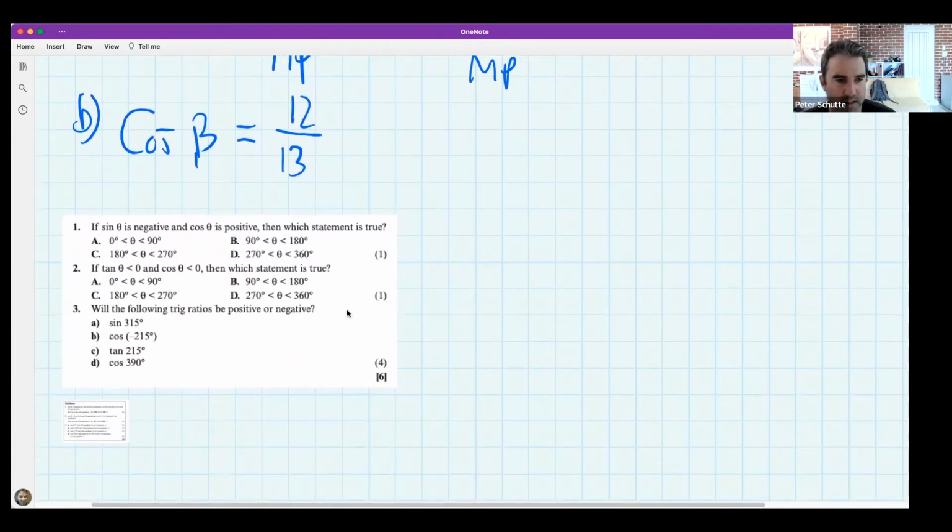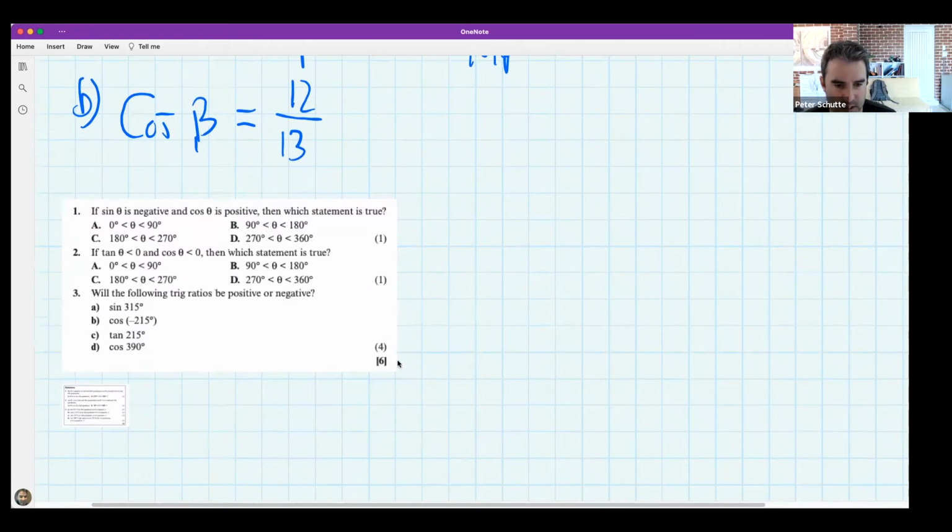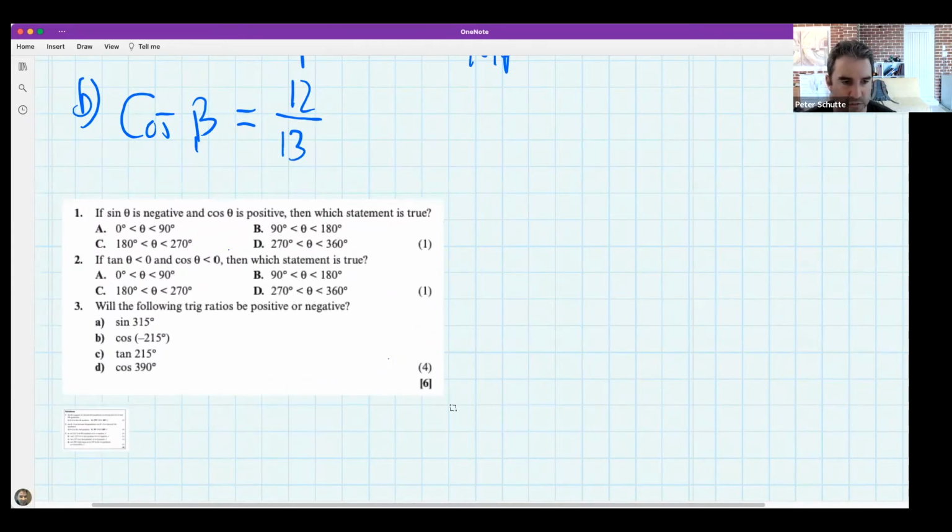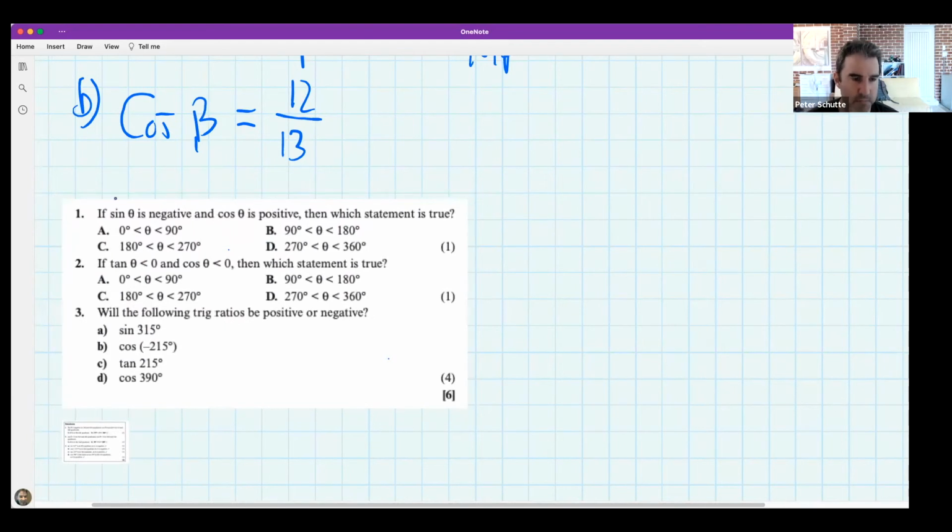All right, next type of question. I want to look at this type of question, and we're just going to focus on question number 1, and I'm going to make a statement. If sine is negative and cos is positive, then which statement is true, or what quadrant are we in? Is it going to be A, B, C, or D?